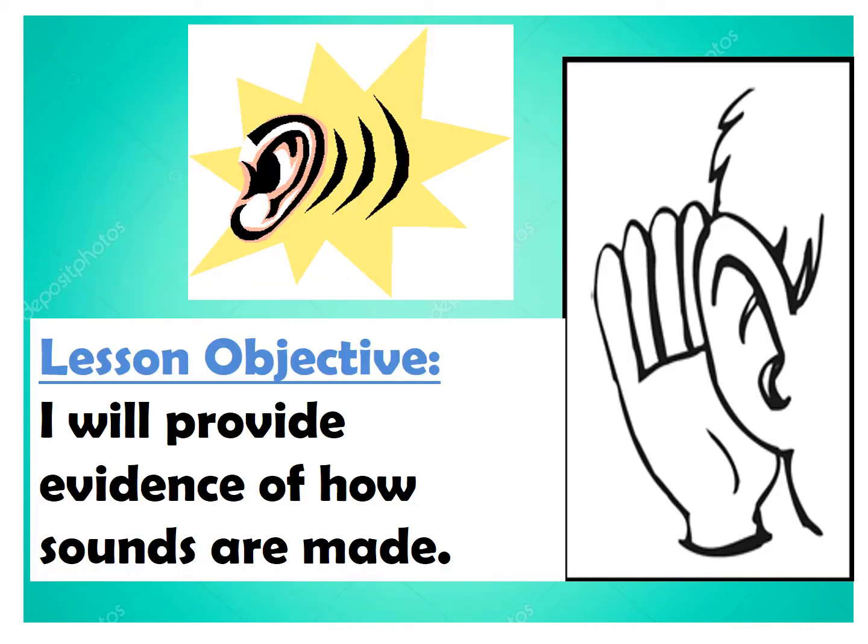Let us continue our lesson on what is sound. So please be reminded of our objective. So what is our objective? I will provide evidence of how sounds are made. So at the end of the lesson, you should be able to give proofs of how sounds are made. So for this to happen, what should you do? You have to open your ears and listen carefully.